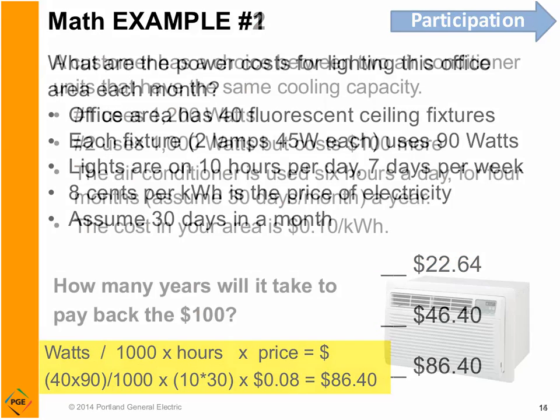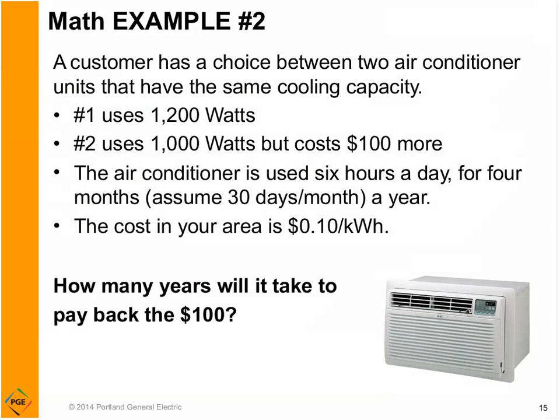Well, Manny's exactly right. It's a tricky one. So let's talk about our payback period on slide 15. The customer has a choice between 2 air conditioners. One is more efficient, so it only uses 1,000 watts. The less efficient one uses 1,200. They both produce the same amount of air conditioning. But of course, the one that uses less energy is going to cost you $100 more.